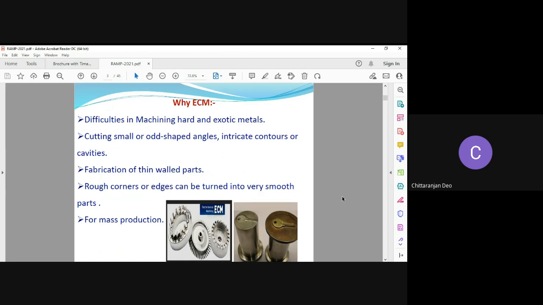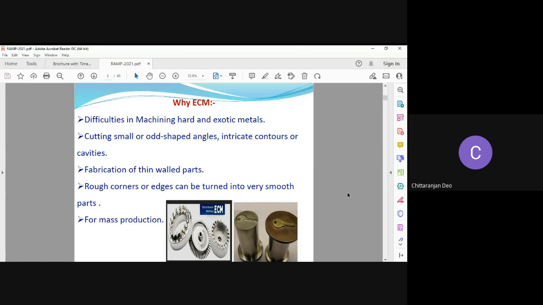So why ECM? Because it is very difficult to machine hard and exotic materials like titanium, aluminides, Inconel and other similar materials by a conventional machining process. As ECM is independent of workpiece hardness, we can machine all those materials by the electrochemical machining process.